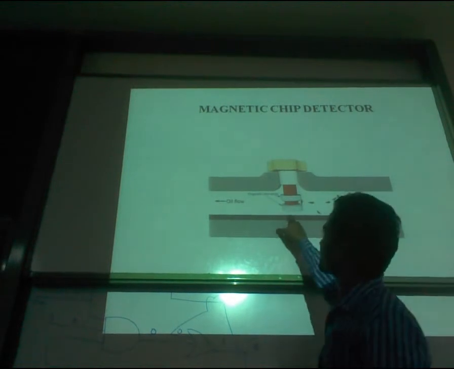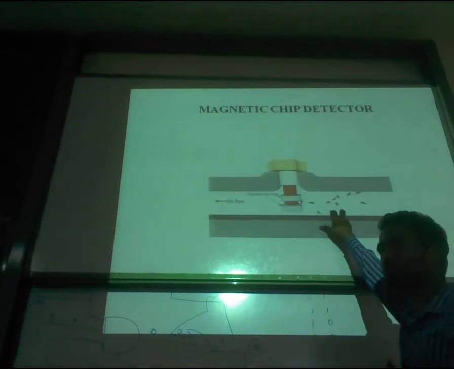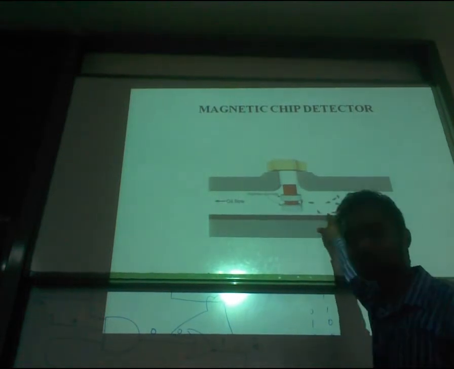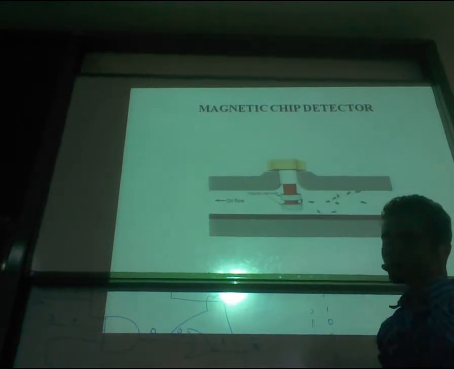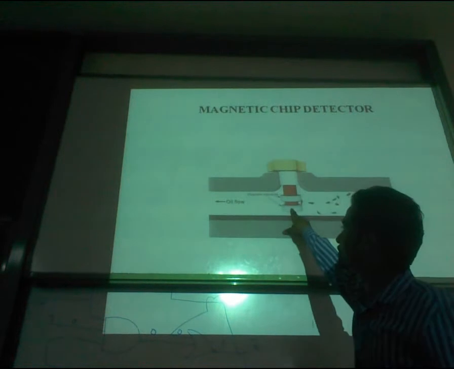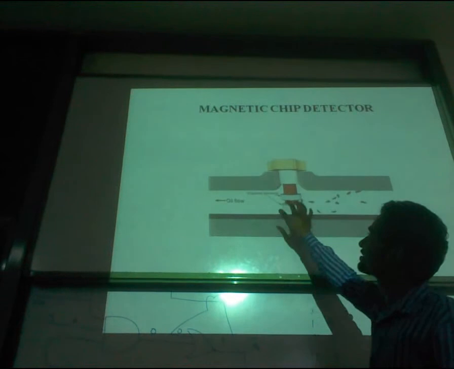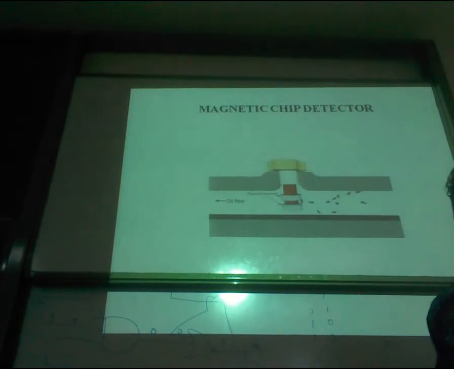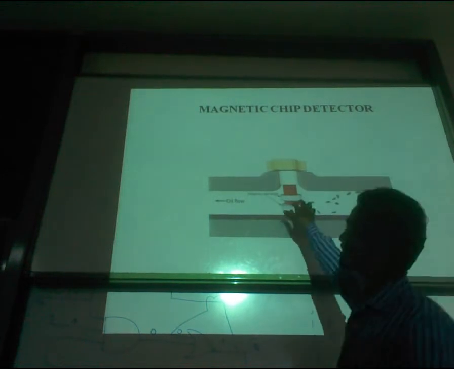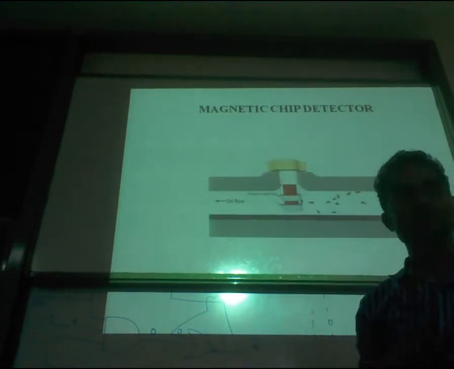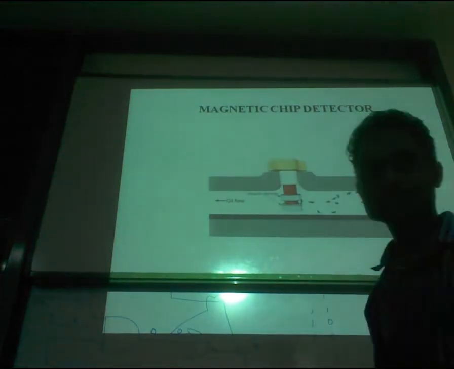When oil passes through this magnetic chip detector, the ferrous particles present inside the oil get attracted toward it and are held there. They stay there as long as the magnetic chip detector is in place. When we need to measure the count of this debris, we simply take out the magnetic chip detector and count the particles present on it.